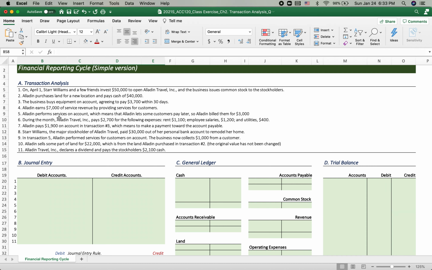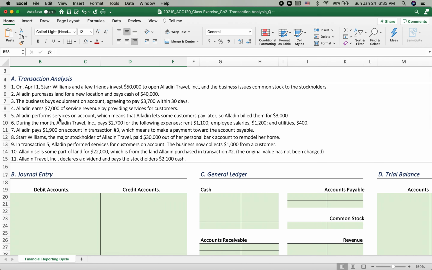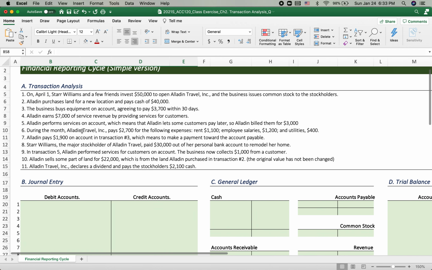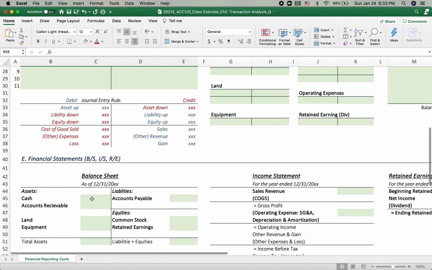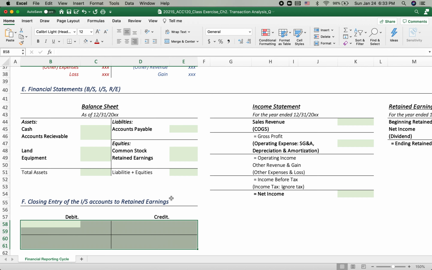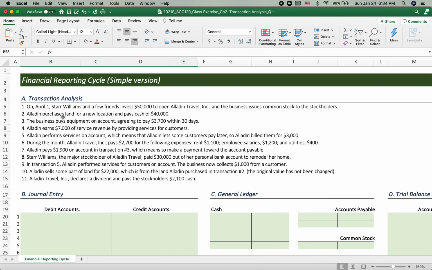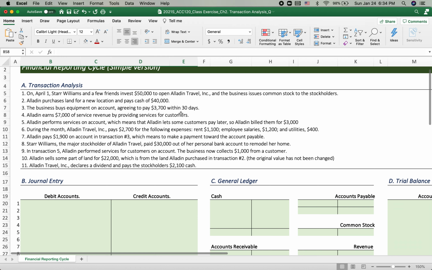Transaction analysis. On April 1st, Star Williams and a few friends invested $50,000 to open Aladdin Travel, and the business issues common stock to the stockholders' equity. So as we discussed in class, we are creating the balance sheet, income statement, and retained earnings statement, which are the financial statements for this company, Aladdin Travel, not Star Williams the person. So Aladdin Travel Inc. is a separate legal entity where we found 11 transactions.